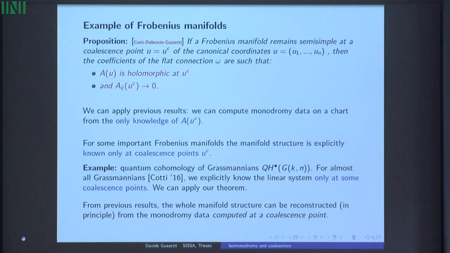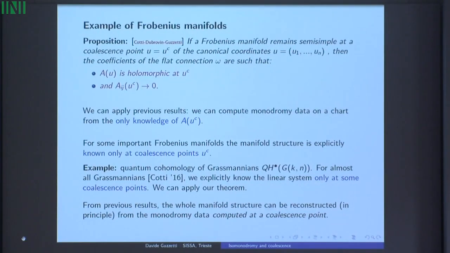So first of all, you can prove that if you have a Frobenius manifold which remains semi-simple at the coalescence points of canonical coordinates, then A of u is holomorphic. And also you can prove that the entries of the A go to 0 corresponding to the coalescence. So all the assumptions of our theorem are satisfied in the case of a Frobenius manifold.